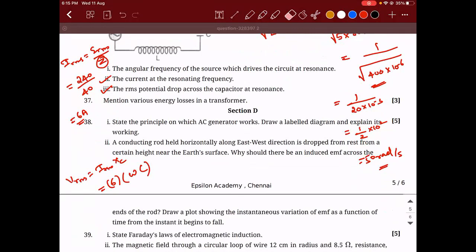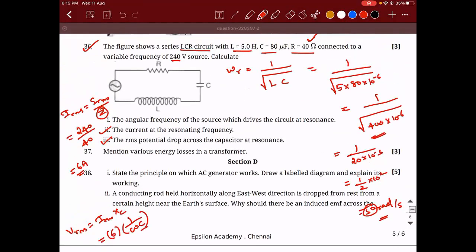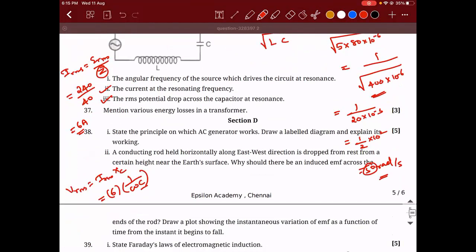Sorry, XC is 1 by omega C, no? Omega at resonance is 50. C is given, no? C is how much? 80 into 10 power minus 6. Substitute all those values, you will get the value of VRMS.